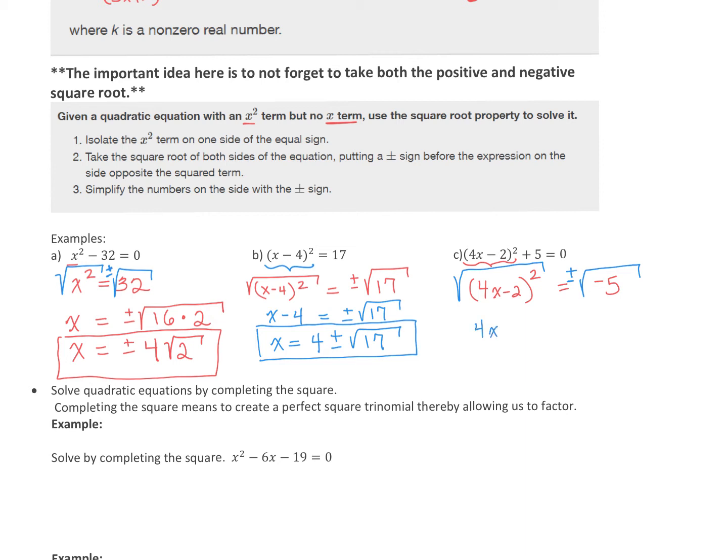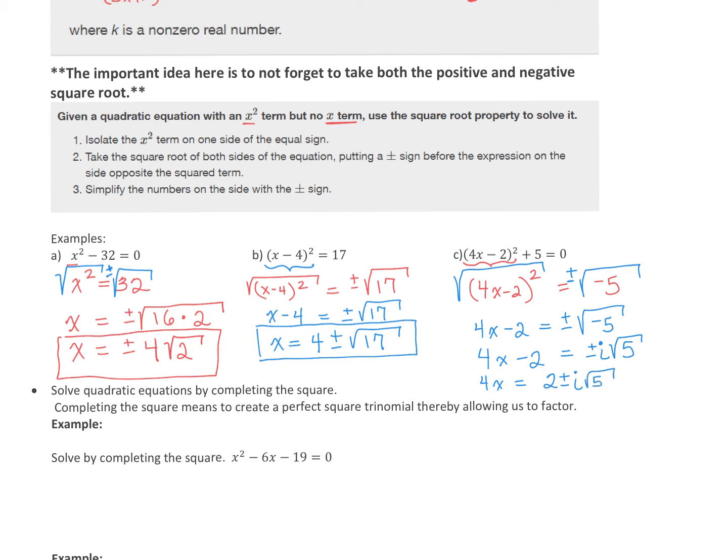So we're going to get 4x minus 2 equals plus or minus root negative 5. So keep in mind that when you're taking the square root of a negative, that negative sign comes out as an i. So we're going to get plus or minus i root 5 on the right. And then we're going to simplify by solving for x. So we will add 2. So we'll get 2 plus or minus i root 5.